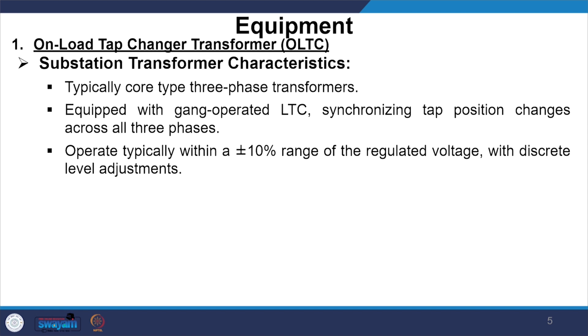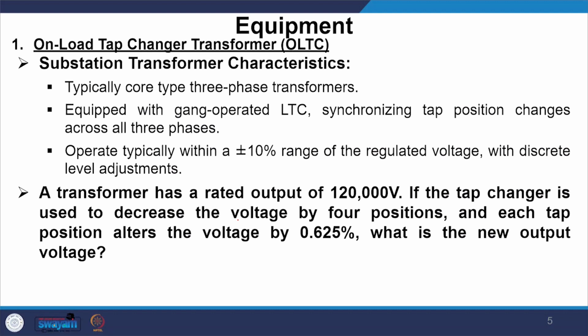Typically, core type 3-phase transformers are equipped with a gang operated LTC, synchronizing tap position changes across all three phases, and operate typically within a plus or minus 10% range of the regulated voltage with discrete level adjustments. Now let us focus very carefully on this example. A transformer which has a rated output of 120 kilovolt, if the tap changer is used to decrease the voltage by 4 positions and each tap position alters the voltage by 0.62%, what is the new output voltage?